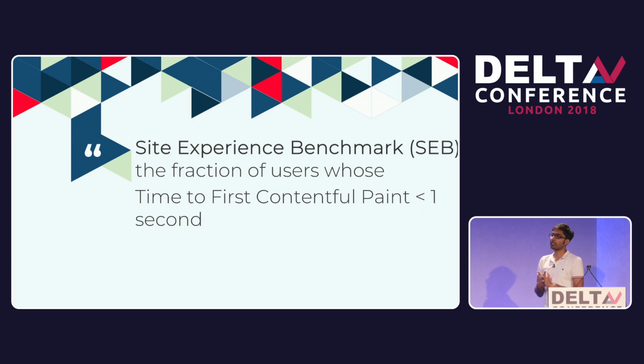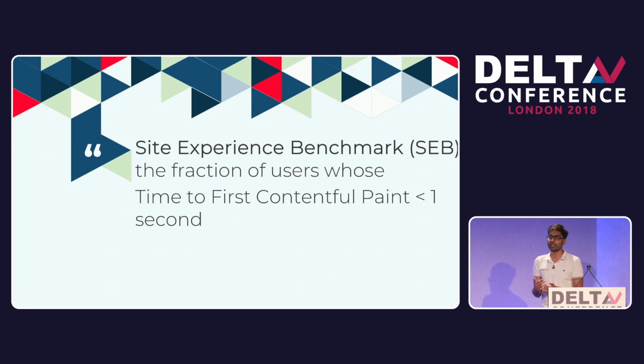And because of the way the data is grouped in the Chrome User Experience Report, we found it easier to introduce a new composite metric called site experience benchmark. Because the Chrome User Experience Report collects user experience metrics like the first paint of a website, you can't ask questions like, what's the first paint of google.com? You can instead ask, what fraction of users in google.com had the first paint less than, say, 500 milliseconds?